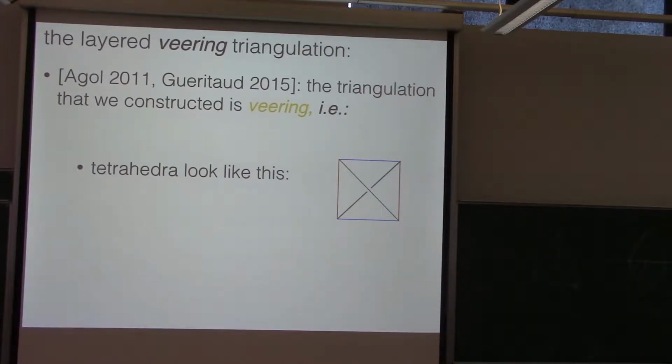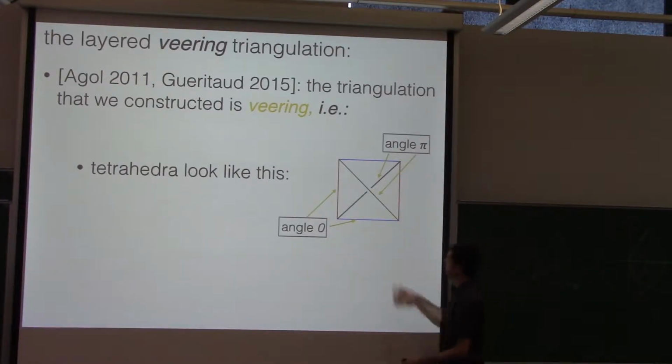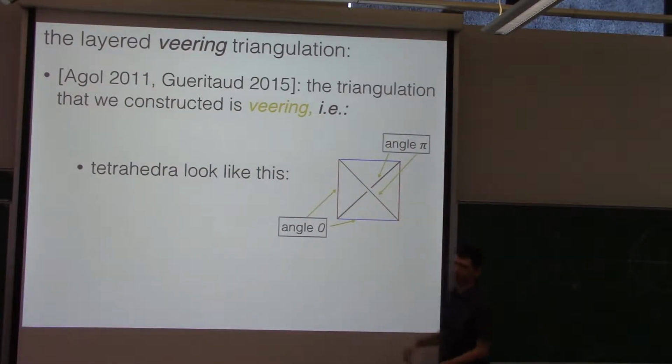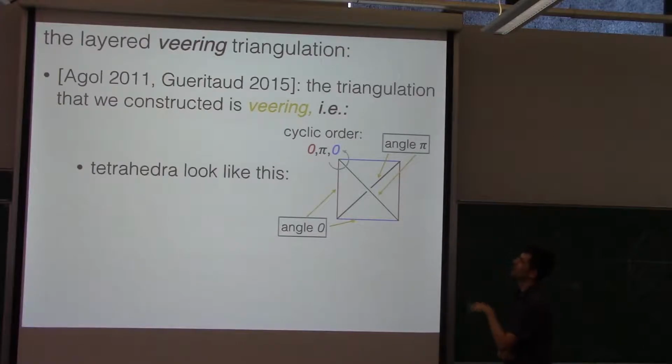Basically it means tetrahedra look like this, but I need to add a couple of decorations. So I get angle 0 angles here, and up here also, and angle pi edges here. I'm going to think of this as having some sort of geometric structure where it's just a flat tetrahedron. And I have this cyclic ordering on the vertices, so it's counterclockwise looking down from the vertex. I get a red angle 0, and then a pi angle, and then a blue angle 0. So this is one way of characterizing the veering condition.